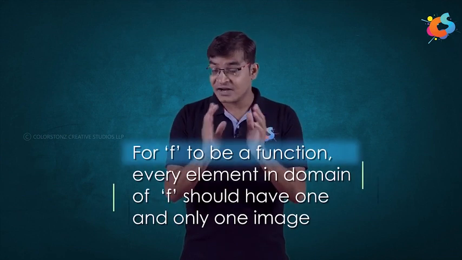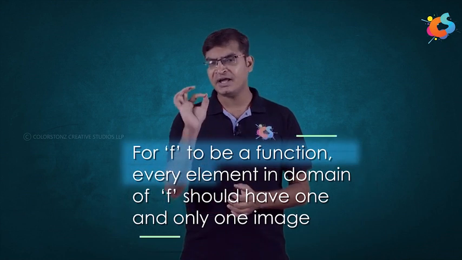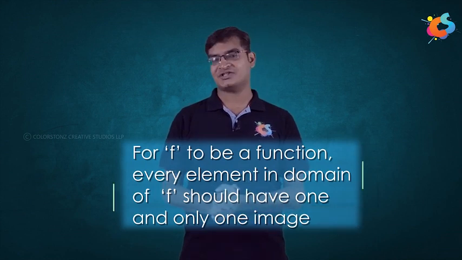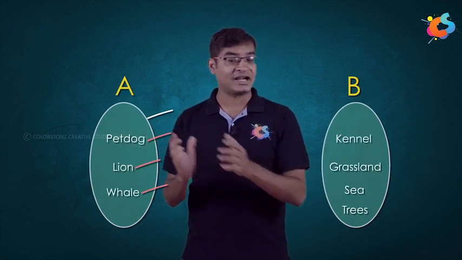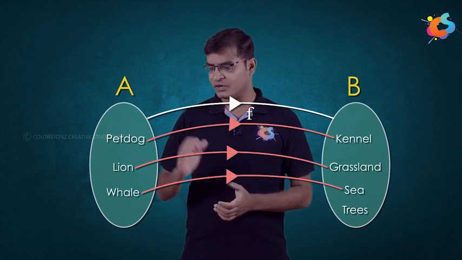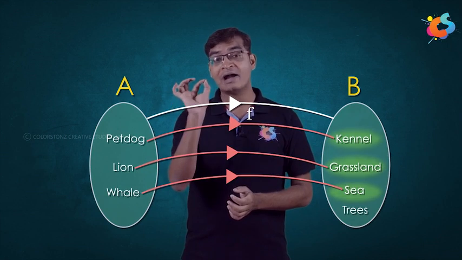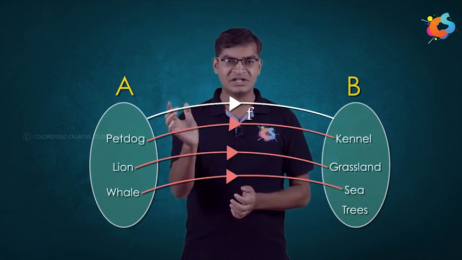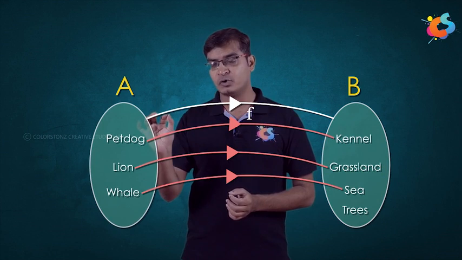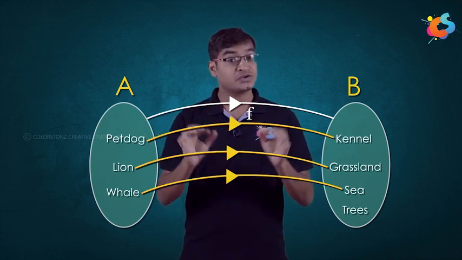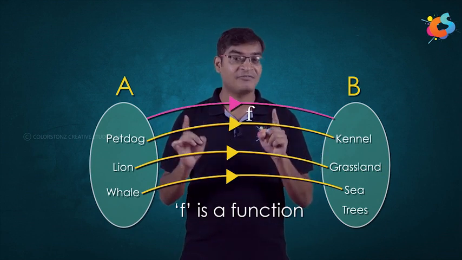Even in function, we have a condition. But the difference is, as far as function is concerned, every element of domain should have one and only one image. Let us take back the set diagram that we have discussed before. Now here you can see every element of our domain has one and only one image, meaning every element of our domain has only one arrow coming out of it. So therefore, this is a function.